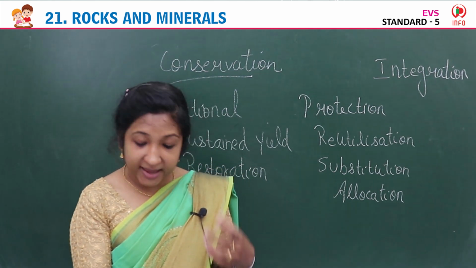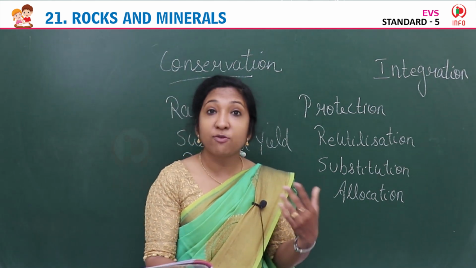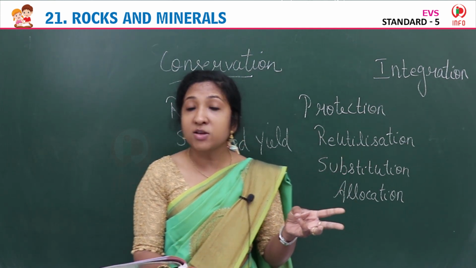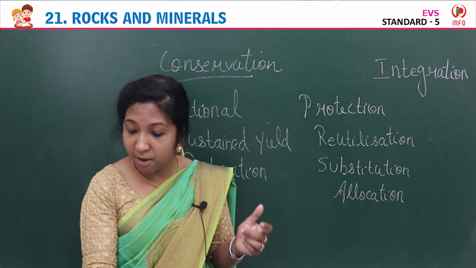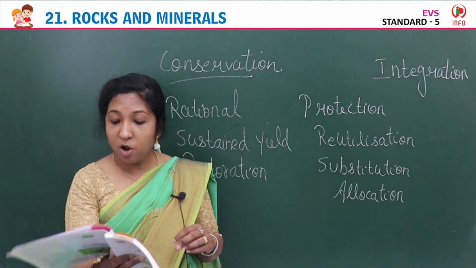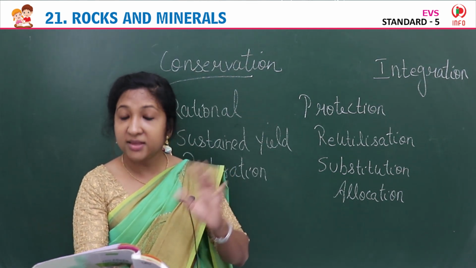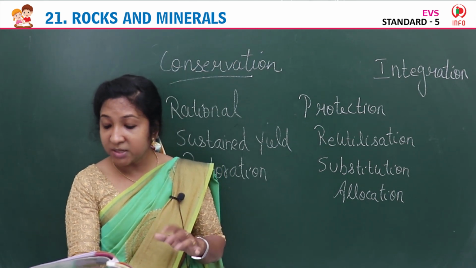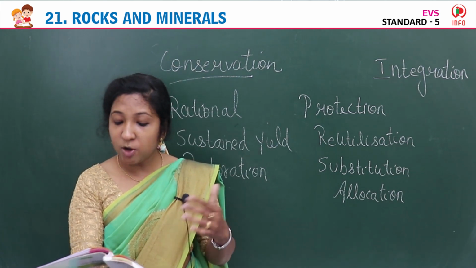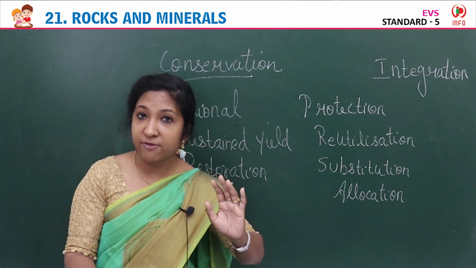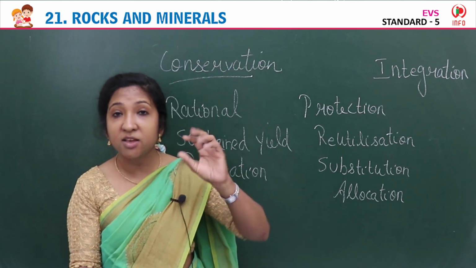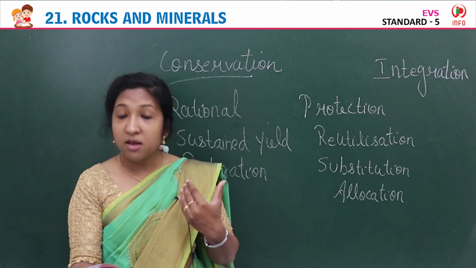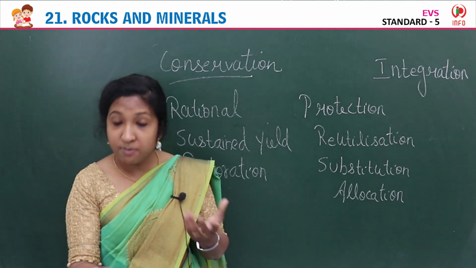There are 3 kinds of rocks. Which are the 3 types of rocks you learned, children? Igneous rocks, sedimentary rocks, and metamorphic rocks. Igneous rocks such as granite and basalt. These are examples of igneous rocks. Granite and basalt are formed when magma collects either below or above the surface of earth, cooling and hardening into rocks. Because of that we get igneous rocks, for example granite and basalt.